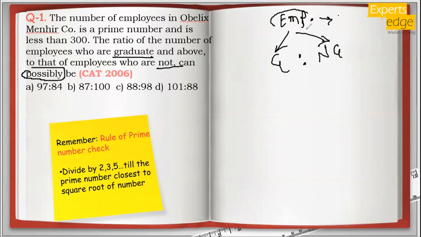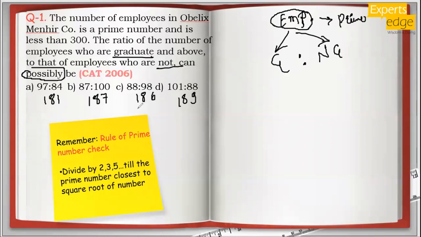The employees total has to be a prime number. So you just need to do the total and check whether they are prime or not. If I say that this comes out to be 181, this comes out to be 187, this will be 186, and this will be 189. So you know how to check for a prime number, right?